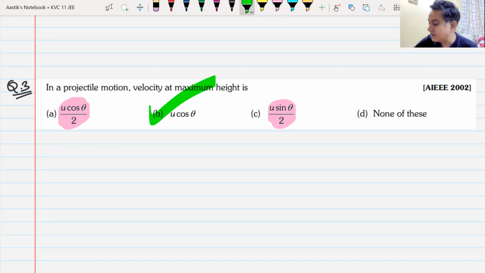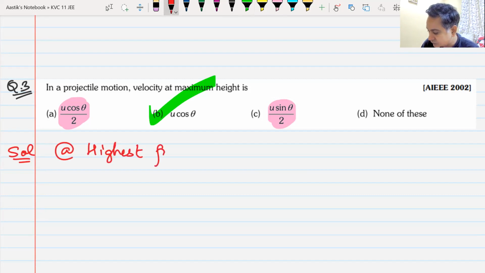Why is it B, u cos theta? At the highest point, something becomes zero. What becomes zero? What becomes zero at the highest point? Velocity, sir. What becomes zero at the highest point, my dear friends? I have told you that. Not directly, but indirectly.